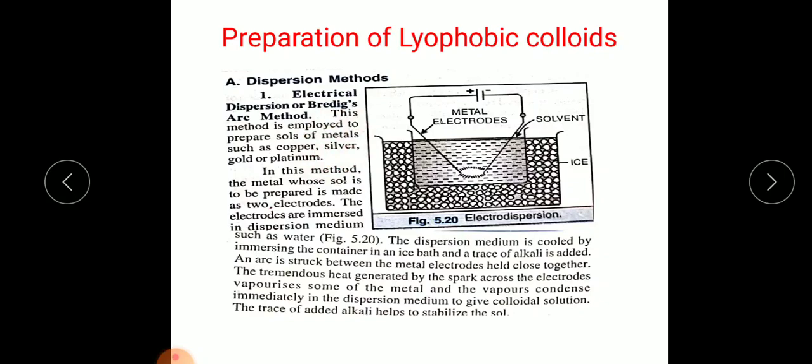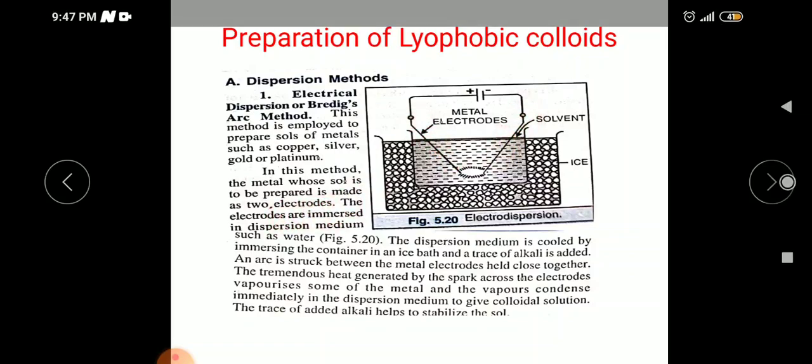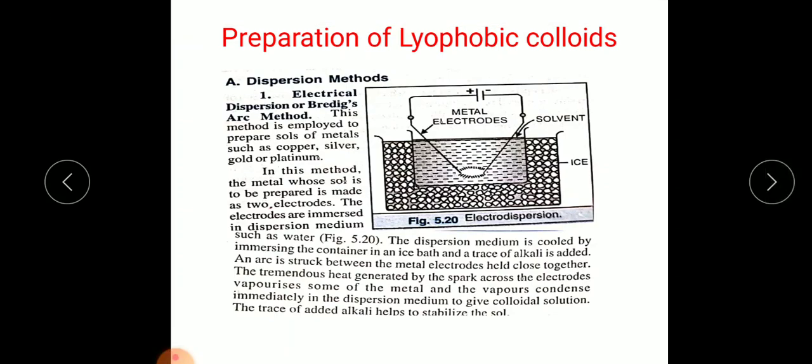In this method, the metal whose colloidal solution is to be prepared is made into two electrodes. The electrodes are immersed in dispersion medium such as water. The dispersion medium is cooled by immersing the container in an ice bath and a trace of alkali is added. An arc is struck between the metal electrodes held close together. The tremendous heat generated by the spark across the electrodes vaporizes some of the metal and the vapors condense immediately in the dispersion medium to give colloidal solution. The trace of added alkali helps to stabilize the sol.